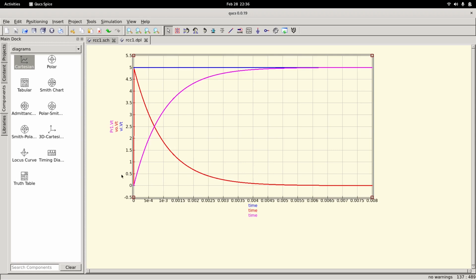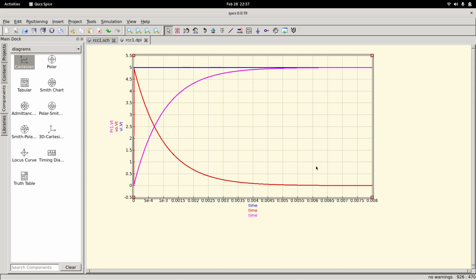You can see the capacitor charges exponentially and reaches the final value, that is 5 volt here, after 5 milliseconds. See, after 5 milliseconds is 5 time constants. You can see the capacitor voltage reaches 5 volt and at the same time the output voltage decreases to 0.